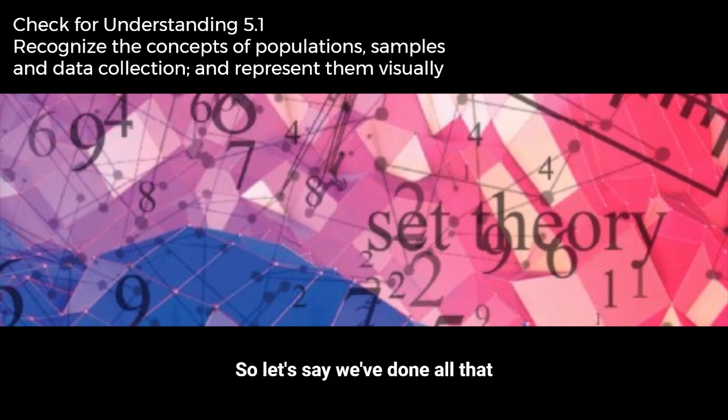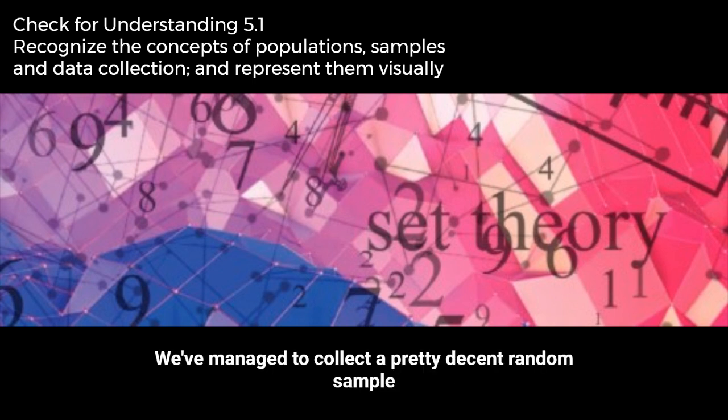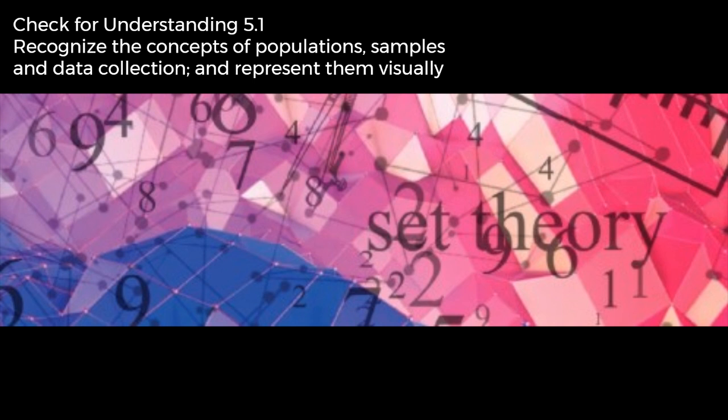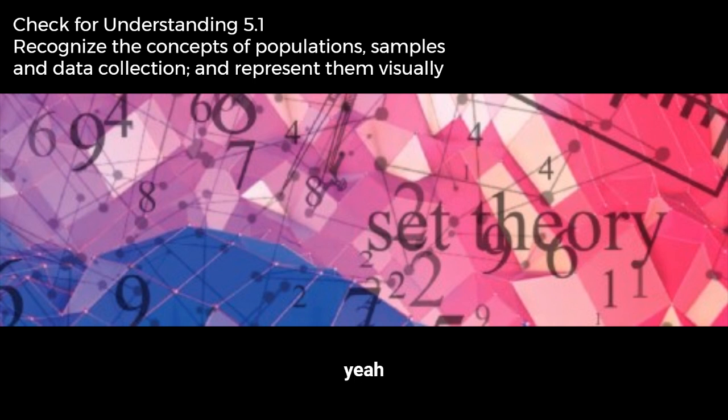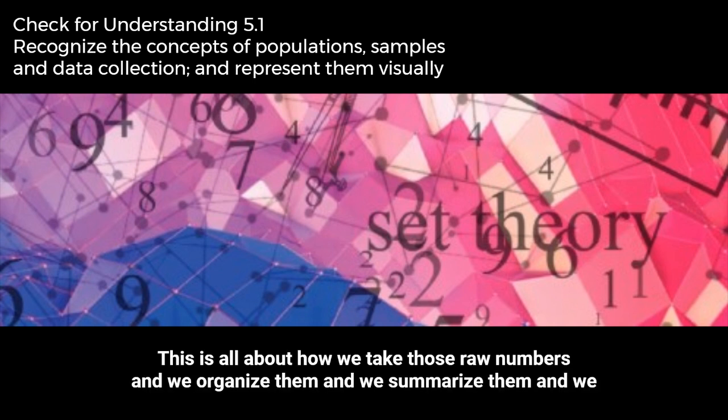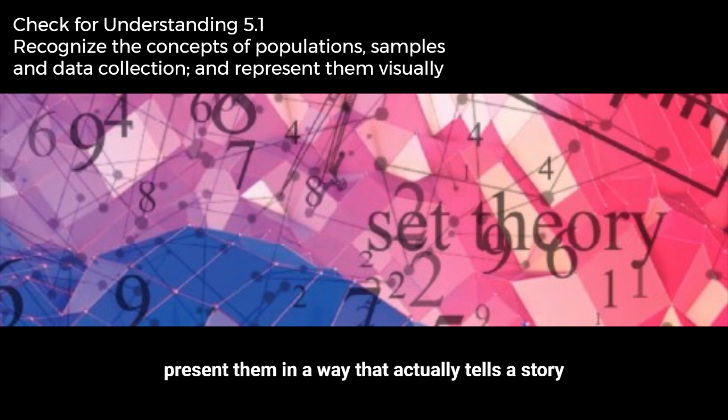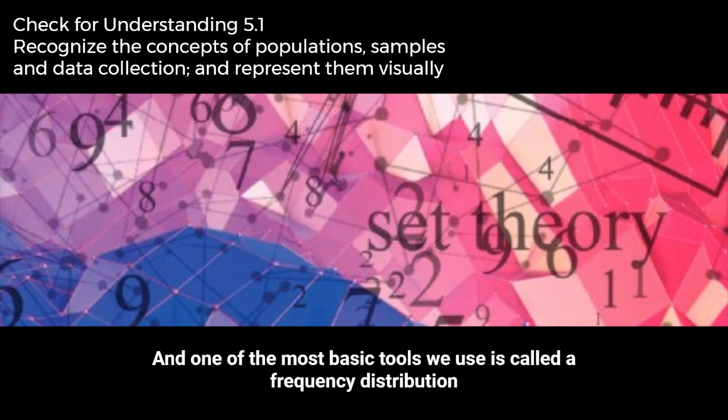Got it. So let's say we've done all that. We've managed to collect a pretty decent random sample. Now what? We're faced with a mountain of data. How do we even begin to make sense of it all? That's a great question, and that's where descriptive statistics comes in. Descriptive statistics. Yeah, this is all about how we take those raw numbers and organize them, summarize them, and present them in a way that actually tells a story. And one of the most basic tools we use is called a frequency distribution.